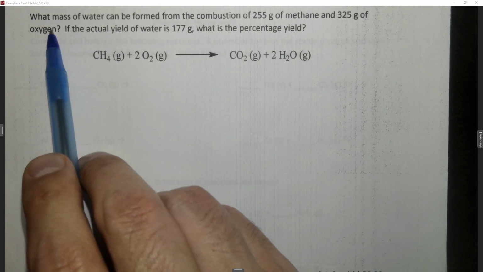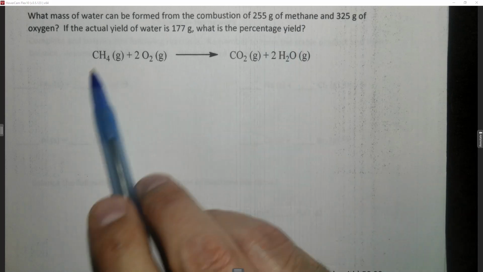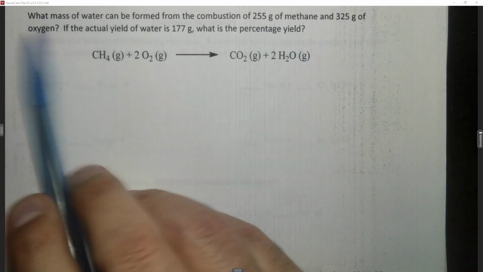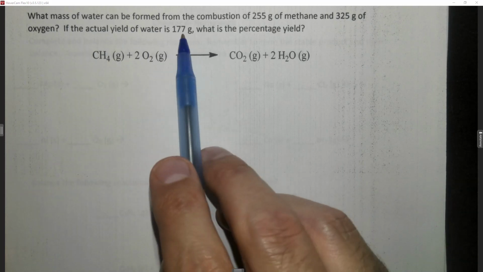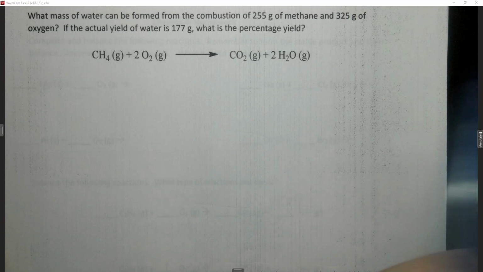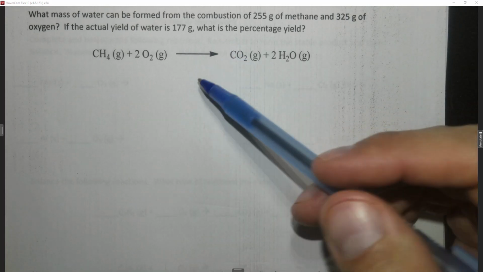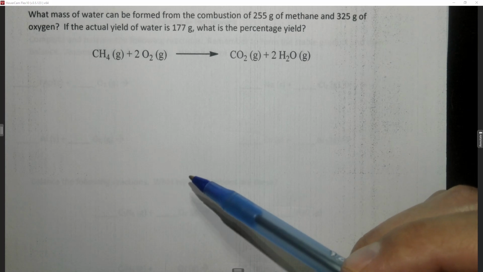The question says, what mass of water can be formed from the combustion of 255 grams of methane, CH4, and 325 grams of oxygen, O2? If the actual yield of water is 177 grams, what is the percentage yield? So this is a limiting reagent problem. And if you haven't watched the previous couple of questions, it would be a really good idea to start with those first.